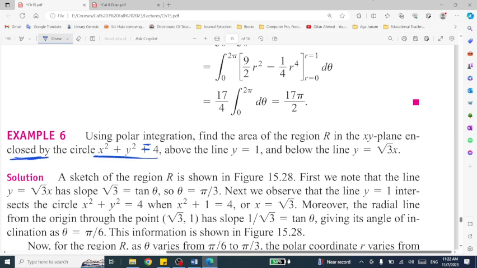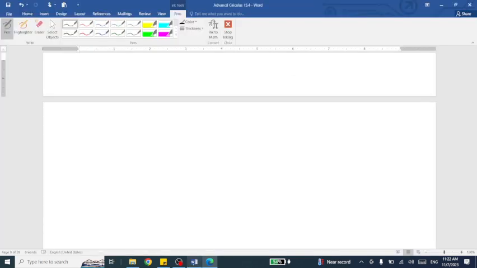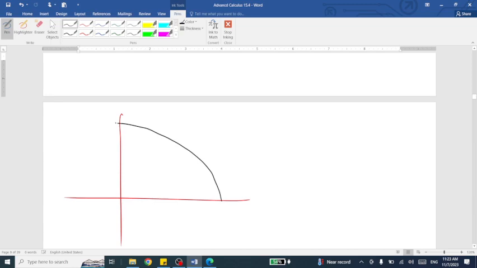The equation is x square plus y square is equal to 4. We have x square plus y square equal to 4. Am I right? Why 2? Why 2 pi as a number? Right. Yeah. So x square plus y square equal to 4.